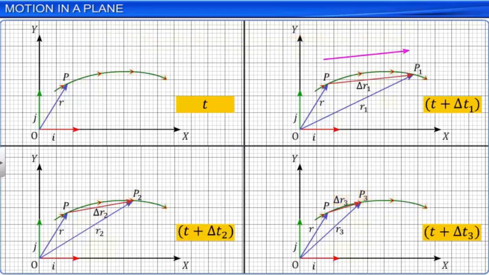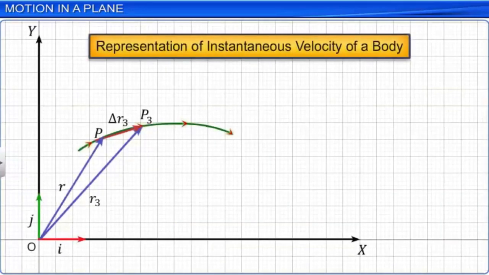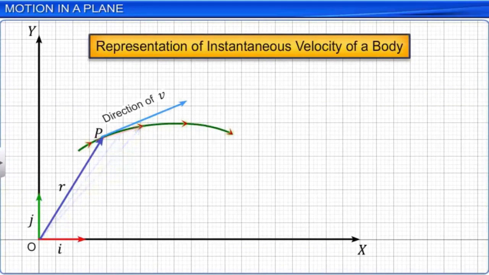In the first case, it's going to be t, next case t plus delta theta 1, the third case t plus delta theta 2, and the fourth case t plus delta theta 3. You could see the time is going to increase continuously, and the displacement vector is also varying. So at any instant, if you are trying to find the velocity, then that is going to be given by the same velocity that you have at the same instant of the starting.